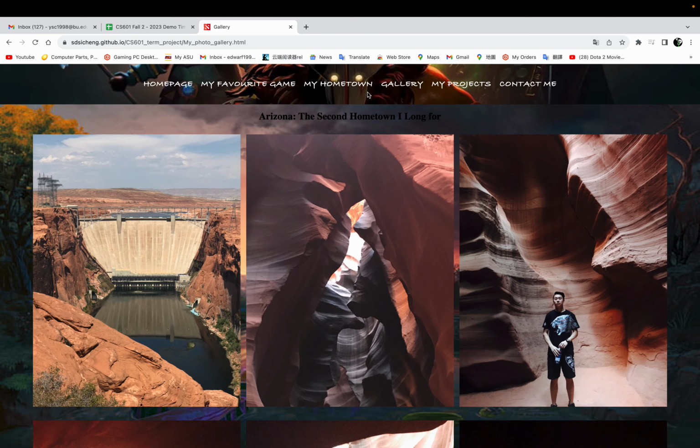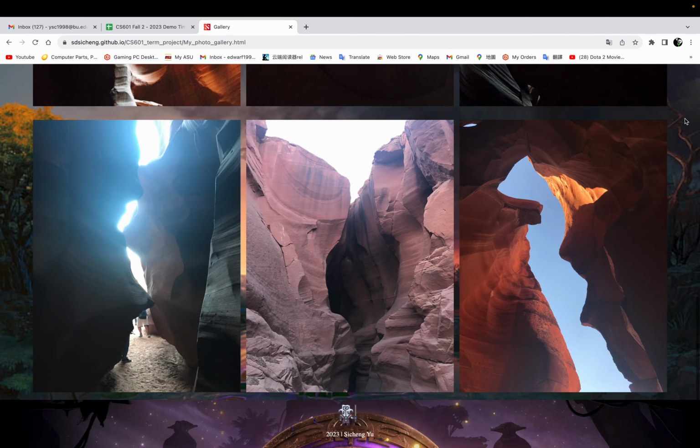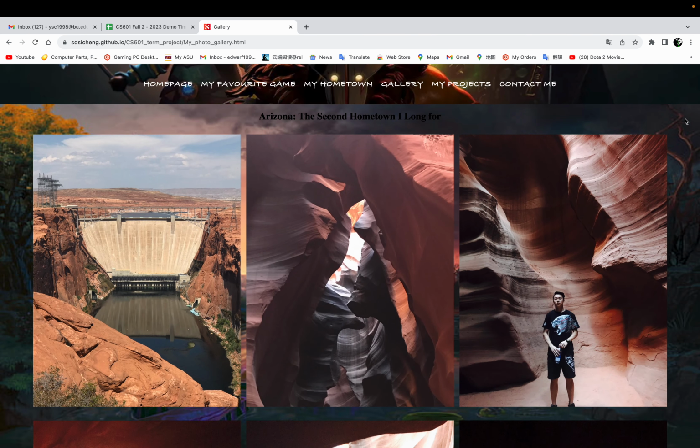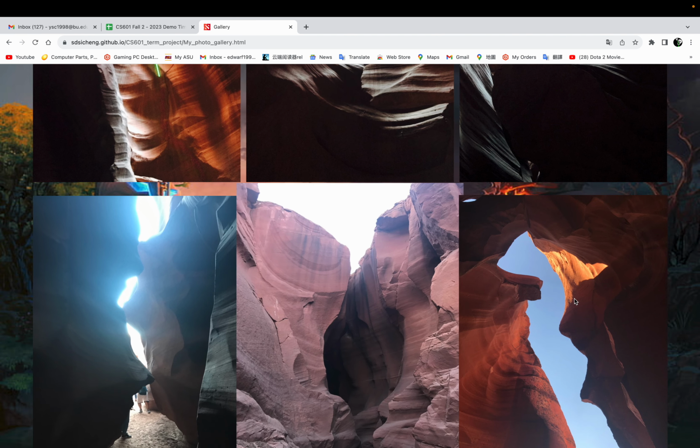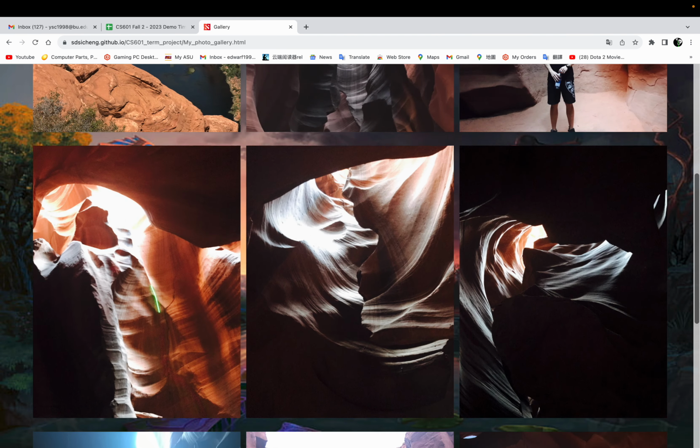So my gallery, my photo gallery. The photos I put in are from when I visited the Grand Canyon in Arizona. I spent 4 years in Arizona studying, so I really miss the place. These are all the pictures I took in that area. I also did a little something to let you interact with the photos.